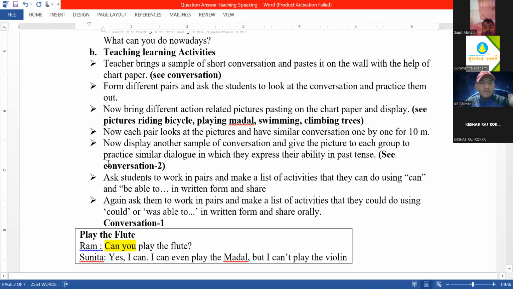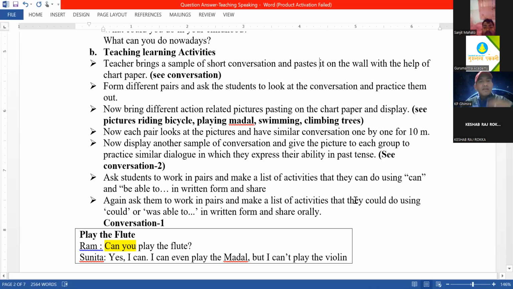And now each pair looks at the pictures and has similar conversation. Means like teacher provides those pictures or instructs to speak under this structure, this picture. So with the similar dialogue, creating the same dialogue, how Ram and Sunita are having conversation in the same way. So having conversation one by one for 10 minutes. Now display another sample of conversation. Another means it is focusing on food as well. That's why give the picture to each other. Now, first, they are using present tense.